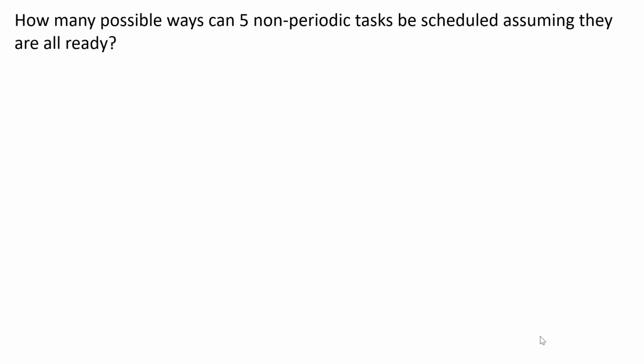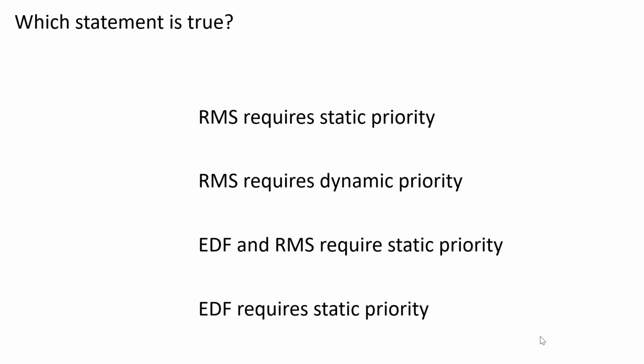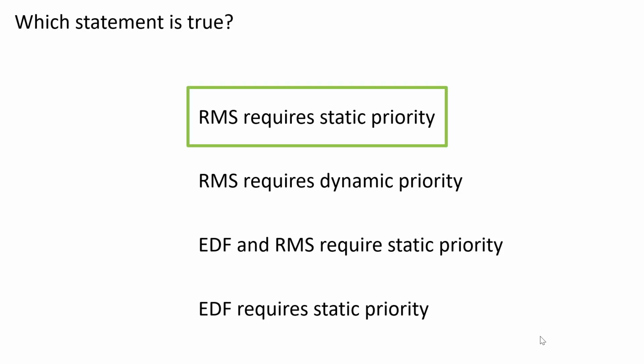Okay, how many possible ways can 5 non-periodic tasks, now non-periodic meaning they run once, be scheduled assuming they're all ready? 5 factorial. Which statement is true? RMS requires static priority. That's true, right? What is the static priority of RMS? It's the period, right? RMS requires dynamic priority, not true. EDF and RMS require static priority, not true because EDF is dynamic. EDF requires static priority, no. So it's the first one.